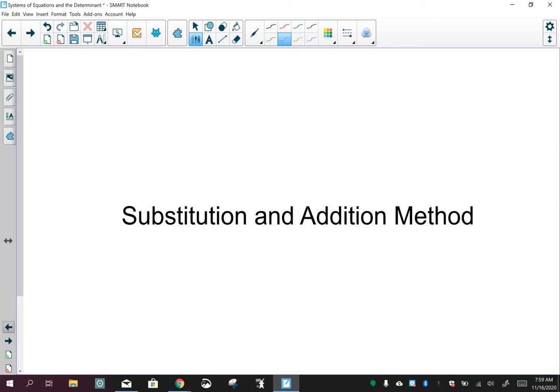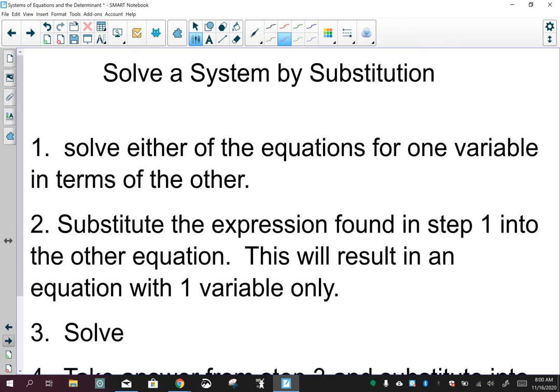But you do need to know the steps on how to do the substitution method and the addition method. So that way, when your homework says, all right, you have these two equations, what's the first step? You know what to do. So here we go. We're going to start off with solving a system by substitution.